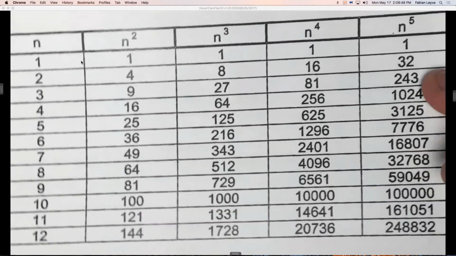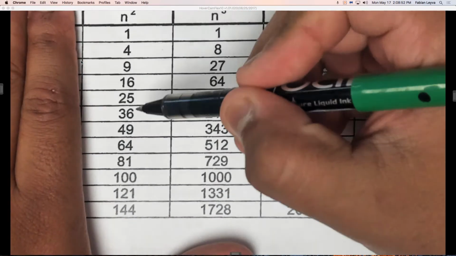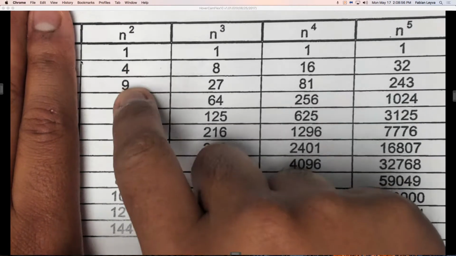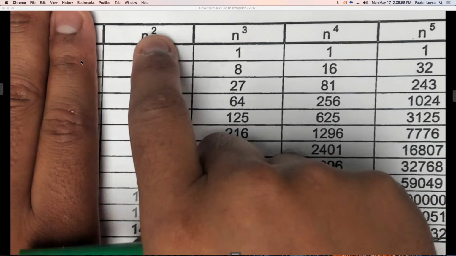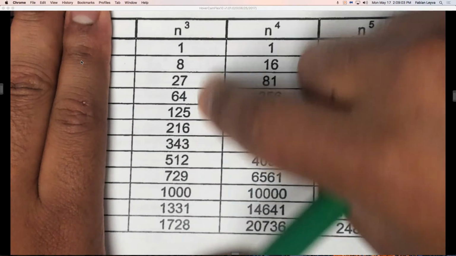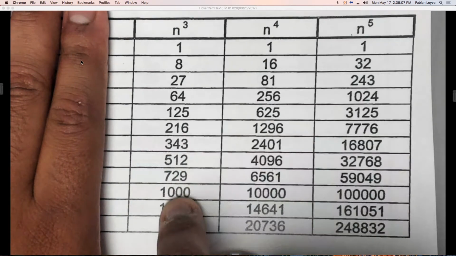Well, this little chart is going to help you because notice that when you look at the square, these are all the numbers that have a number that multiplies itself twice to equal that. So for instance, if you end up with 9, what multiplies itself to equal 9? 3. Now look at this list of thirds. These are all the numbers that have numbers that multiply themselves 3 times to equal this number.